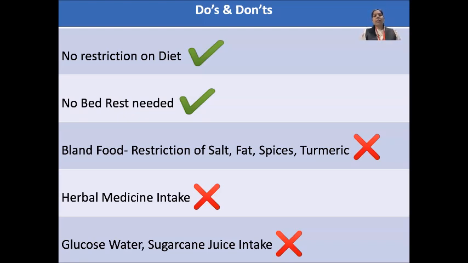Next, herbal medications. There are many misconceptions, like in case of hepatitis, these medicines should not be taken, or this food should be taken. There are no such restrictions, and herbal medicine intake is not necessary. Glucose water and sugarcane juice intake are also not necessary. So, do's and don'ts: no restriction on diet, no bed rest needed, no need for bland food or restriction of salt, fat, spices, and turmeric, and herbal medicine, glucose water, and sugarcane juice are not necessary.